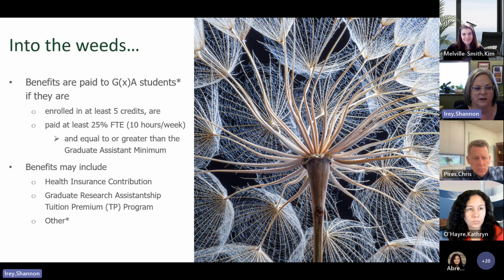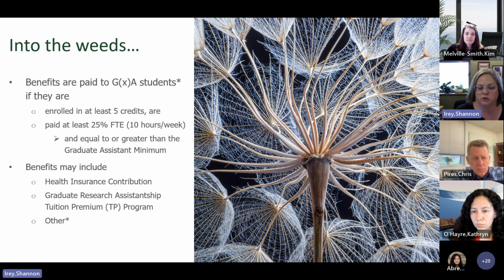Man, that's a mouthful. So for those who are unfamiliar with what the tuition premium is, that is that the graduate school is picking up the difference between in-state tuition and out-of-state tuition for graduate students. And for students that are employed as 50% FTE GRAs, the 20 hours a week, the graduate school will pay the tuition premium difference in full. For students who are employed in capacities less than 50%, the graduate school will pay for a prorated amount of that TP.